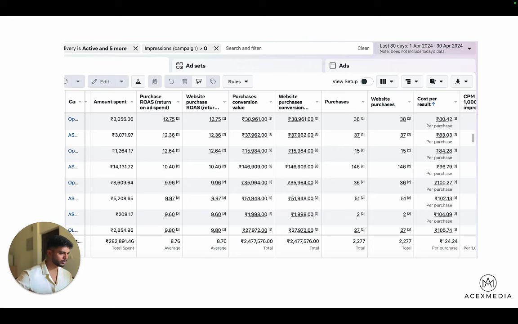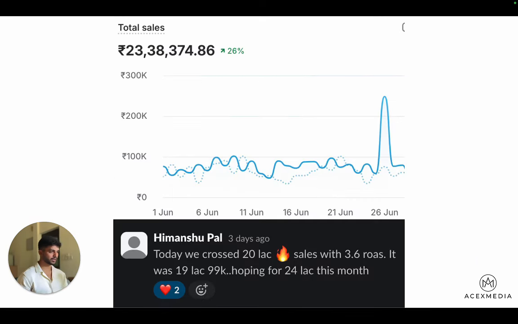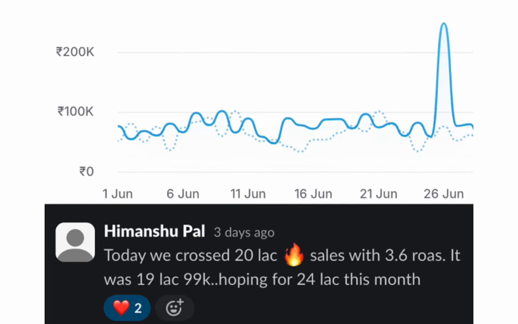They were getting close to 2 to 3x ROAS. We came on board, and within the first month of working together, we spent 2,82,000 rupees over here, and we generated around 24 lakhs back with a cost per purchase of 124 rupees and 8.7x ROAS. And for this other client here in the home decor niche, before working with us, they were doing roughly around 2x ROAS. After working with us, we scaled them up to 23 lakh rupees with a 3.6x ROAS.